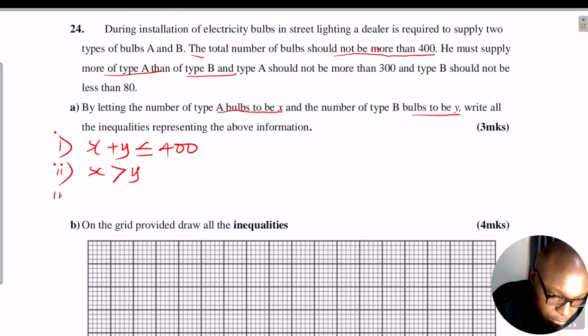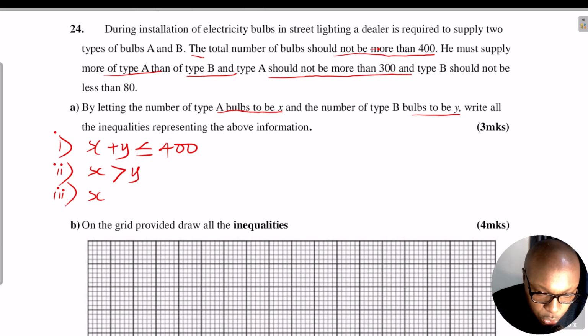And then the third inequality: and type A should not be more than 300. The number of type A bulbs is X, and they should not be more than 300, which means they should be less than or equal to 300. X is less than or equal to 300.